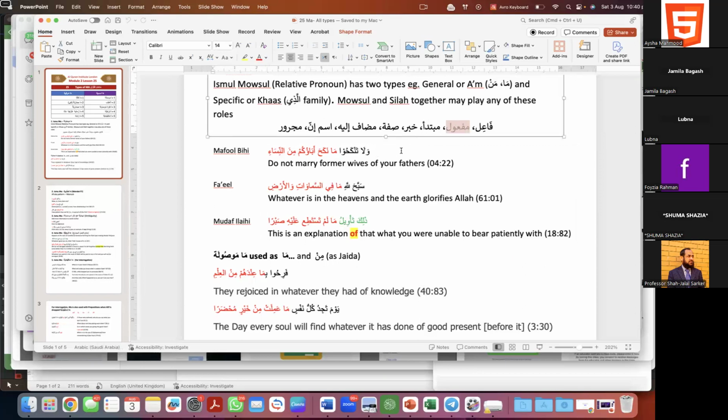So we have just done the example of maf'ul. Now, the next one is this example: fa'il. Jumlatul mawsul, the mawsul and sila together, are becoming a fa'il, playing the role of a fa'il. Sabbaha lillahi. What is sabbaha lillahi? Can you analyze for me, please? Sabbaha lillahi.